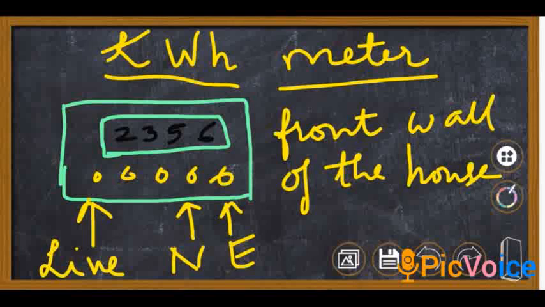The cable is having 3 wires, live, neutral and earth. Live wire enters the fuse, and when it comes out of the fuse, it goes to the kWh meter. Whereas neutral and earth wire directly enter into the kWh meter. Now this meter is normally fitted on the front wall of any house, which shows the meter readings. You can see over here there is a box in which 2, 3, 5, 6 the readings are shown. So this shows your consumption. Based on this, your bills are made.